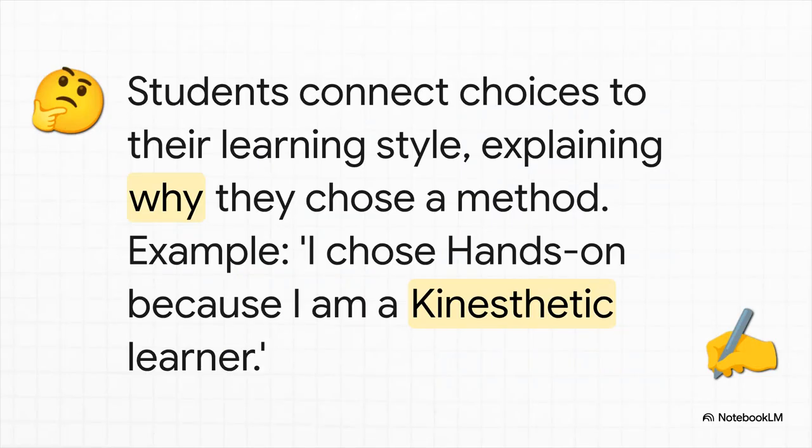And this is maybe the most important part, the why. We make them explain why they made their choices. They can't just pick what looks easy or fun. They have to connect it back to their learning style assessment. So they'll write something like, I chose to build a model because I'm a kinesthetic learner and I learn best by doing. That step is what makes them realize they're making a smart, strategic choice about their own learning.